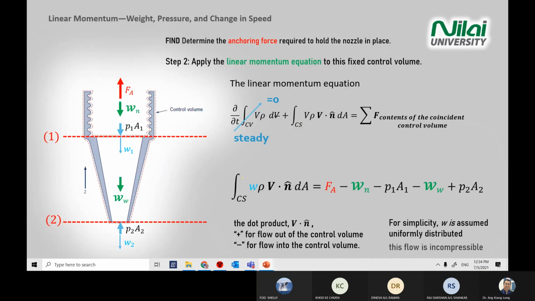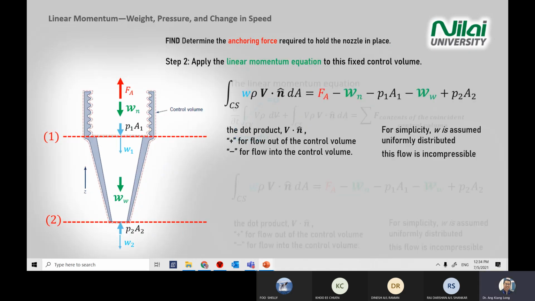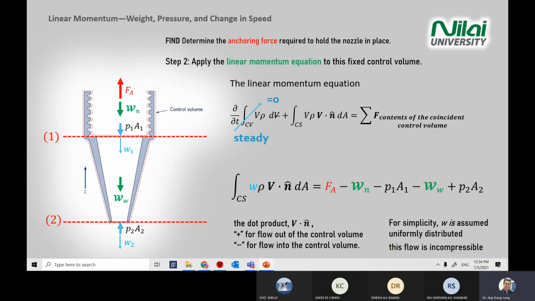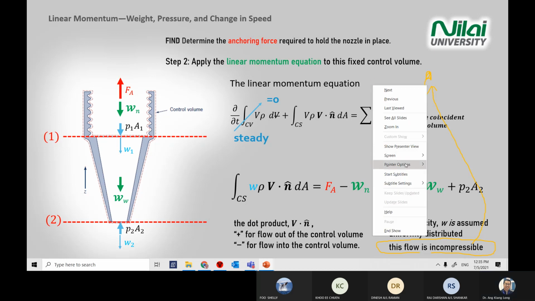Okay. Next, because we are having water or fluid, the flow is incompressible. So remember, when you use incompressible, it will always link with your rho, the density.